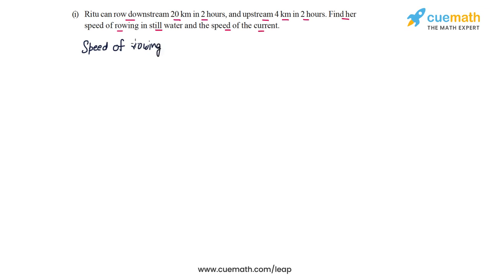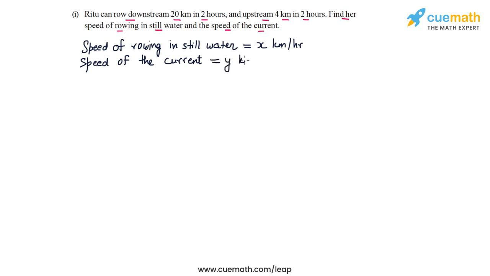and the speed of the current. So imagine that Ritu was rowing her boat in a lake where the water was not flowing at all. The speed of the boat in that case would be the speed in still water. So let's call that speed x kilometers per hour. That's one unknown, and the other unknown is the speed of the current. Let's assume that the speed of the current is y kilometers per hour. So the two unknowns are x and y.